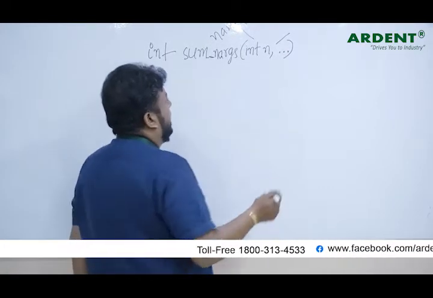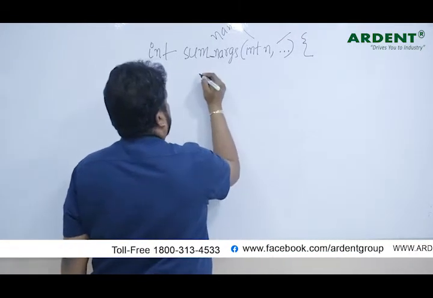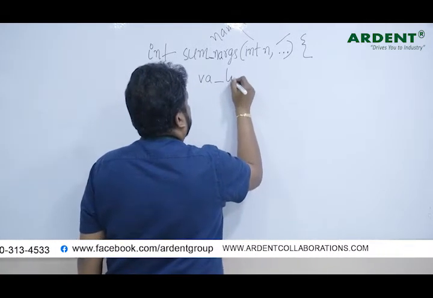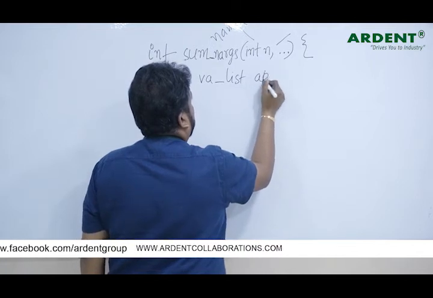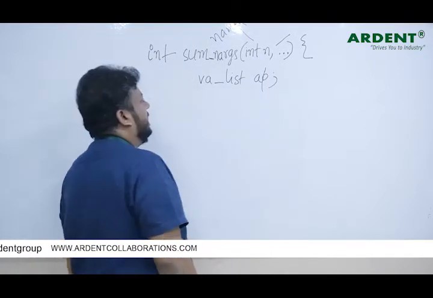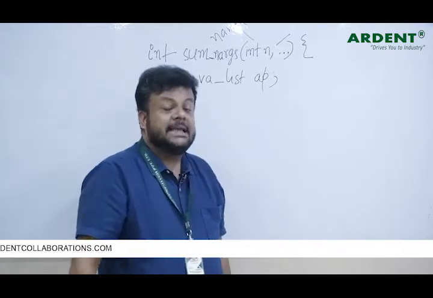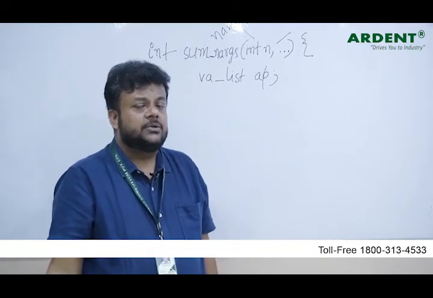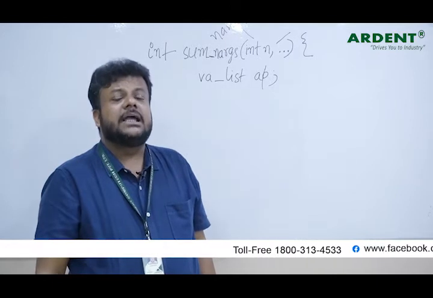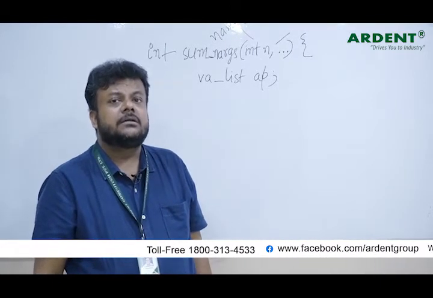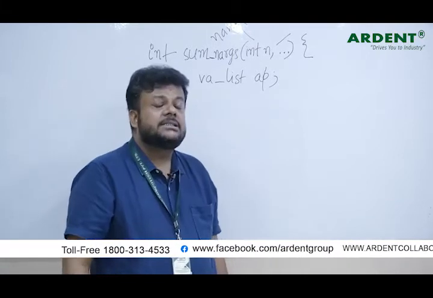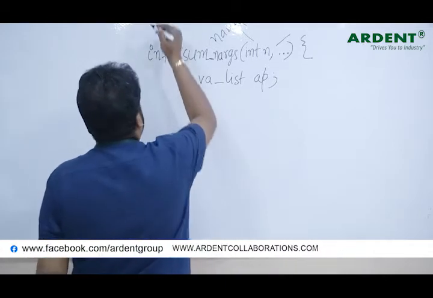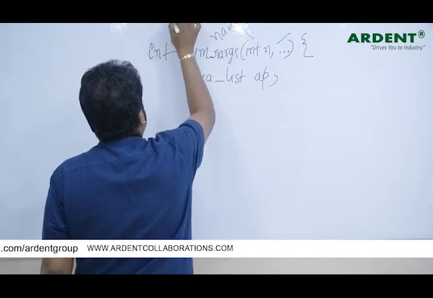Now we will define the body of this function. The first line that I am going to write is va_list ap. Now what is this va_list? Did you ever see this earlier? I guess no, since you did not write variable argument functions earlier, so va_list is not known to you. This va_list is present in a header that I am going to include now, which I did not include earlier.